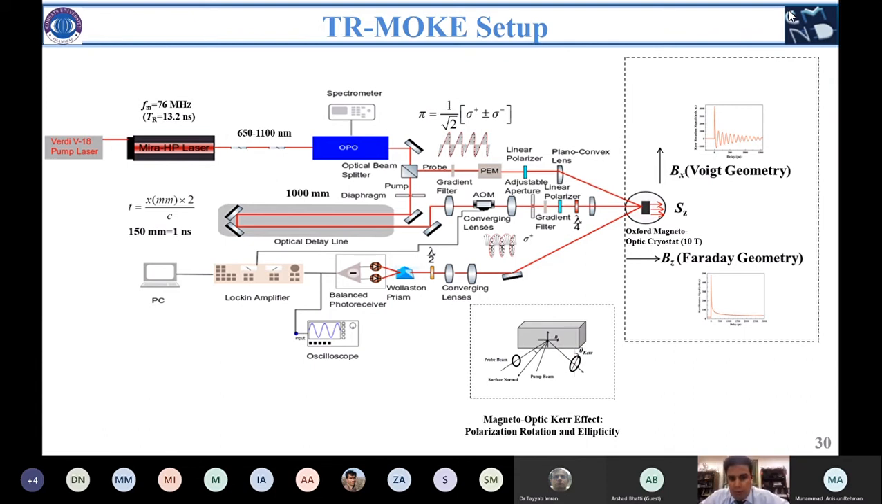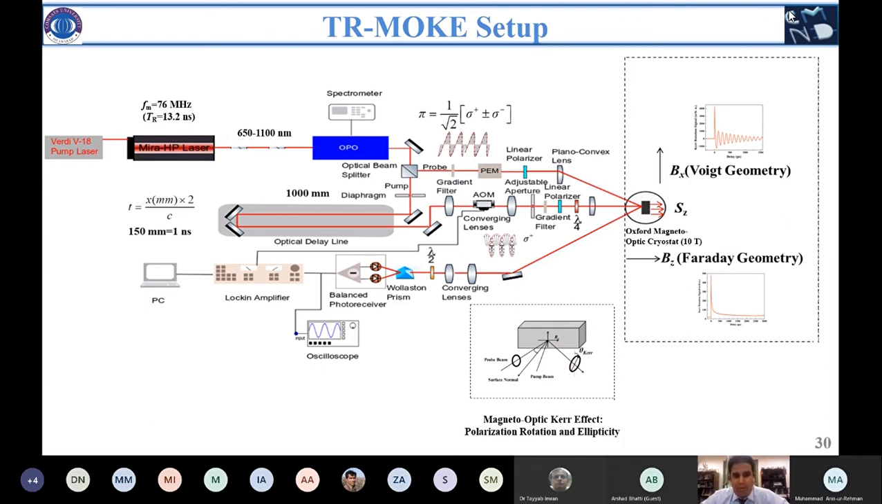The Wollaston prism is at the detection stage. What it does is divide the incident light coming into it into two orthogonally polarized components, and it transmits them at different angles, creating an angle between them. This was then input into a balanced photoreceiver. A balanced photoreceiver basically takes the difference of these two signals and amplifies it.